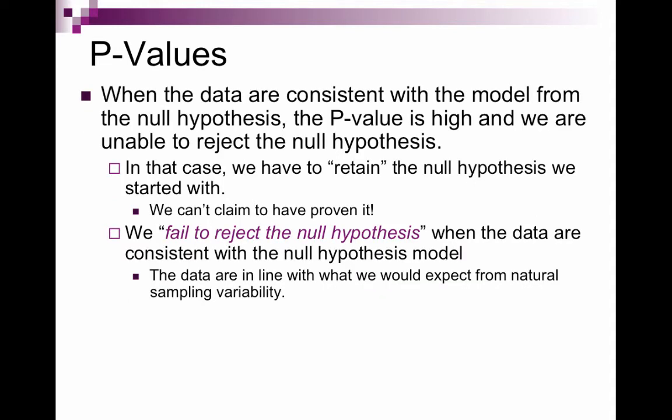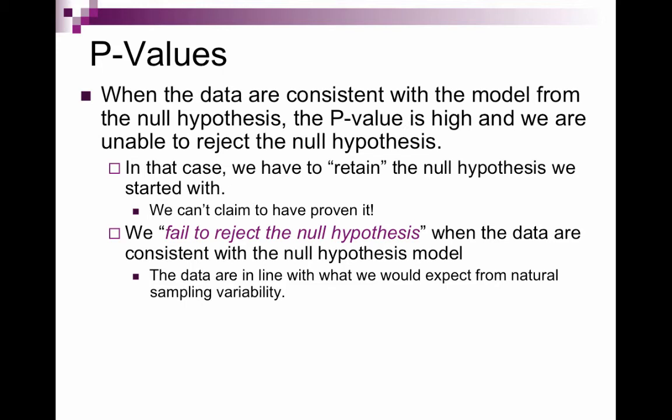When the data are consistent with the model from the null hypothesis, the p-value is going to be high, and we are unable to reject the null hypothesis. So if you have a high p-value, you are not very surprised, and we are unable to reject our null hypothesis. In that case, we have to retain the null hypothesis that we started with. You cannot claim to have proven it, because you haven't. You just have not proven it false.